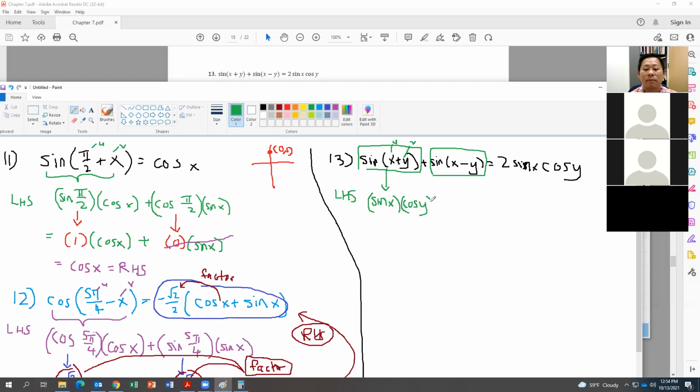And plus cosine x times sine y. Very good, that is correct. This is just from this green box. Then we have a plus because this is a plus sign we have. And now we will do the blue box here.